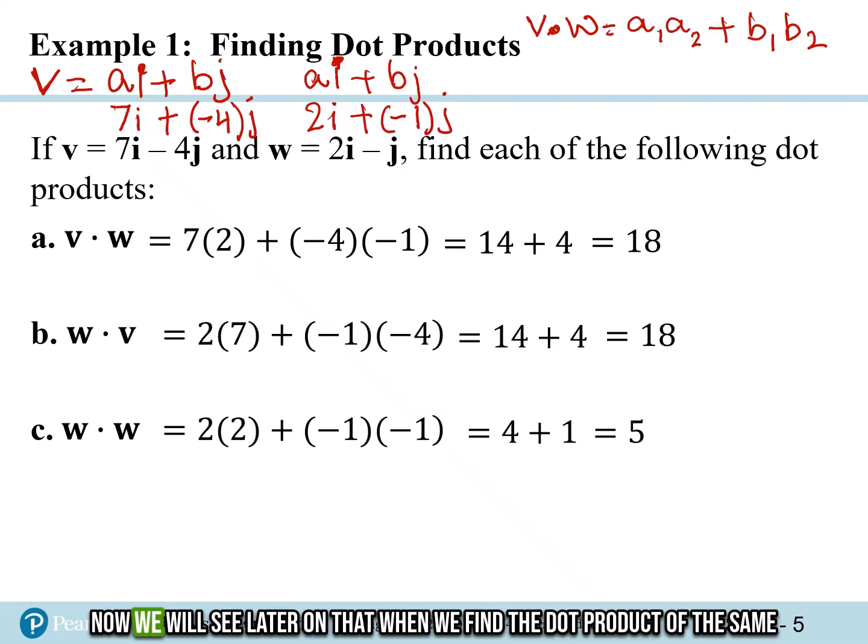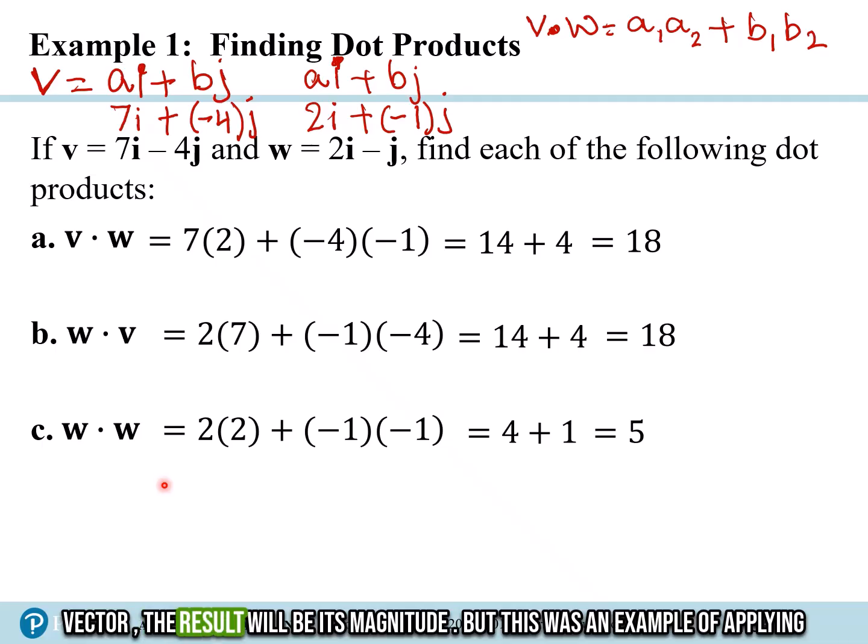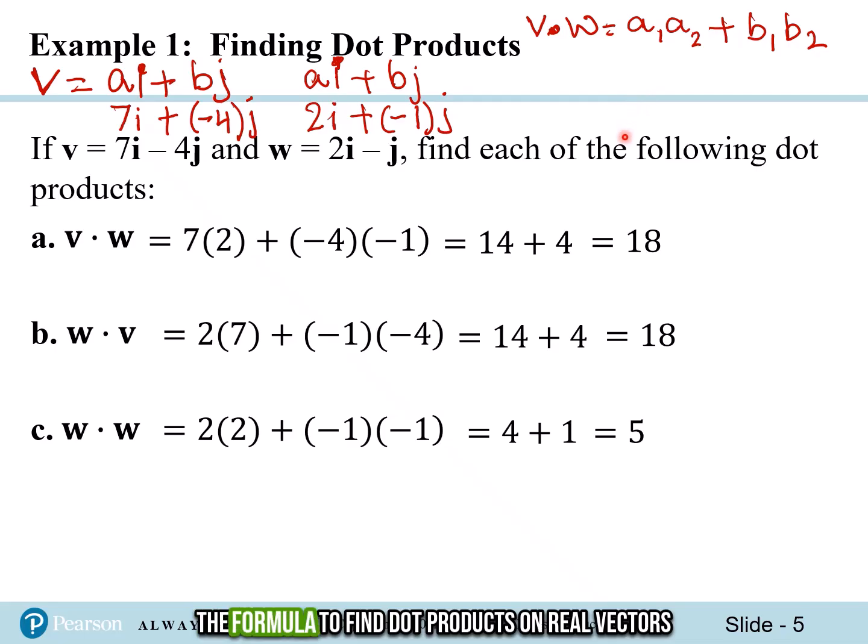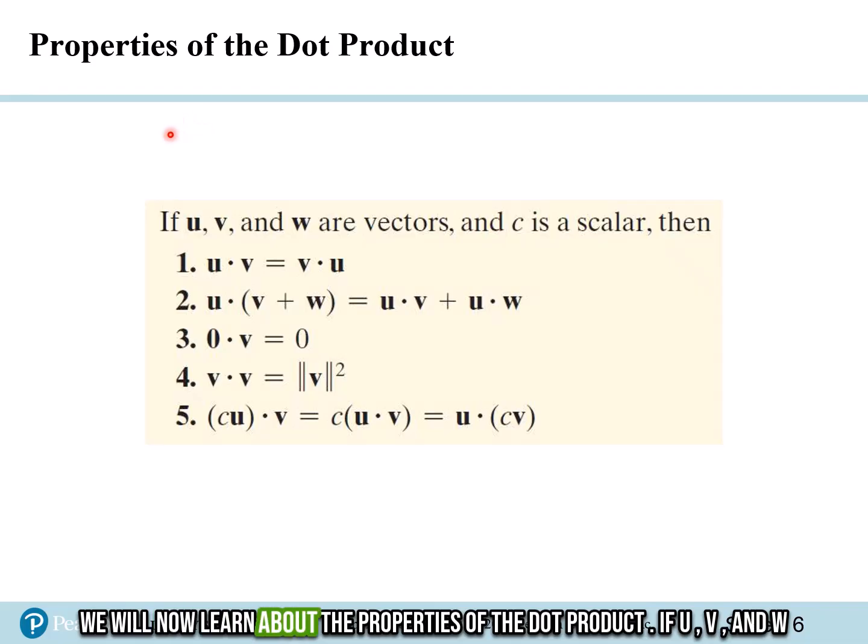All right. Now we will see later on that when we find the dot product of the same vector, the result will be its magnitude. But this was an example of applying the formula to find dot products on real vectors. We will now learn about the properties of the dot product.